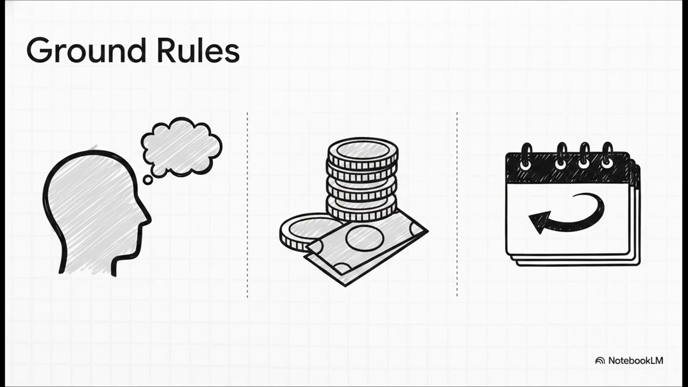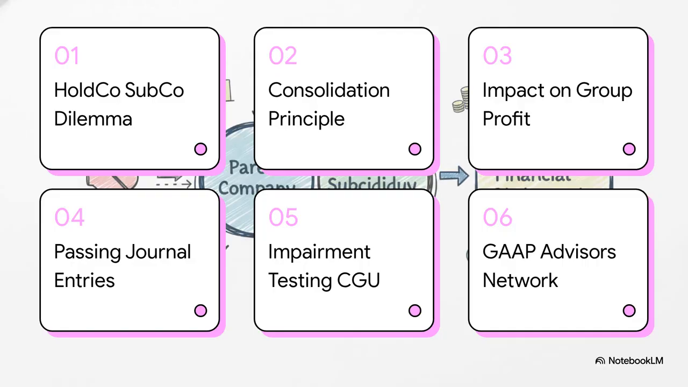Make sense? Awesome. So, here is our roadmap for today. We'll cover the holdco-subco dilemma, the consolidation principle, impact on group profit, passing the journal entries, impairment testing the CGU, and finally, how to join the Gap Advisors network.